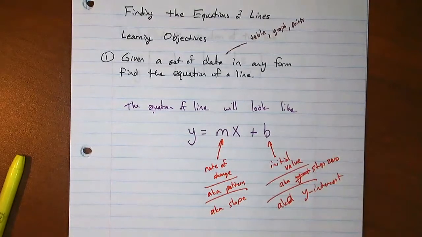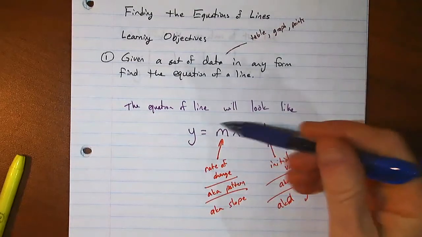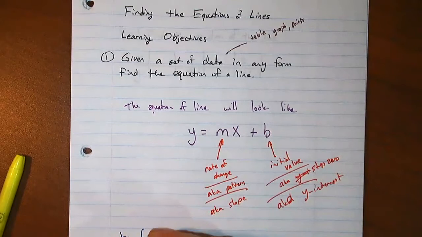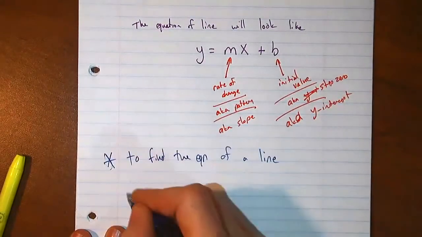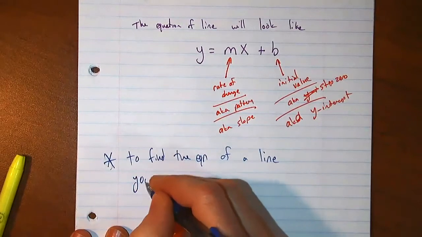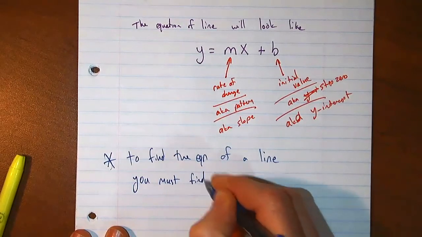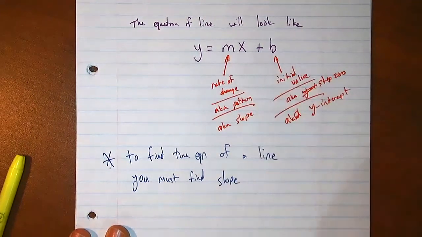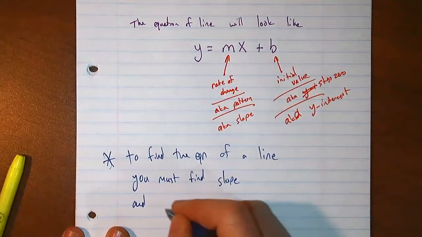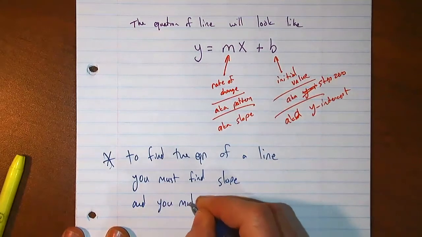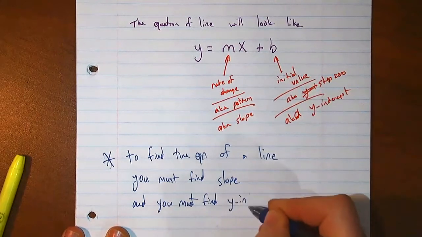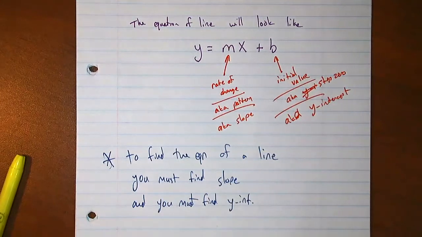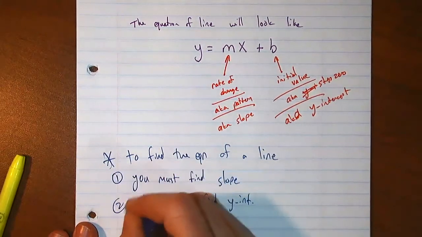All right. So this is what we're going to look at, which means to find the equation of a line, what this means is that if you want to find the equation of a line, you must find the slope or the pattern or the rate of change, whatever you want to call that. And you also must find the y-intercept or the initial value or the step zero or whatever you want to call it. So there's two things you have to find.